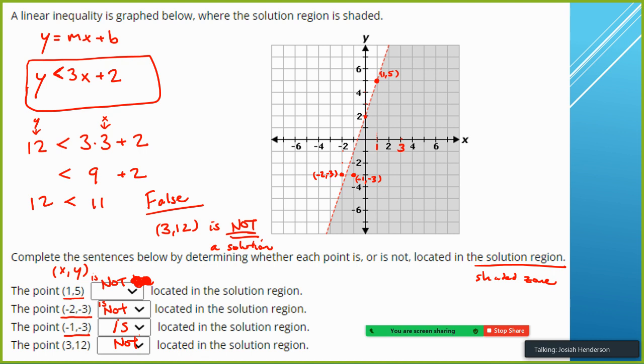Josiah. Go for it. Yes. So one of the things I was going to say is I was kind of thinking that it wasn't going to be in the solution region. And how I figured that out is the x point that you gave us. I went up from there. And I just kind of estimated where 12 was going to be on the graph.